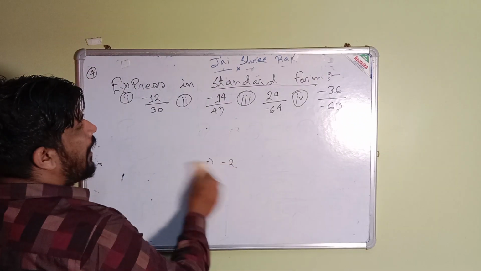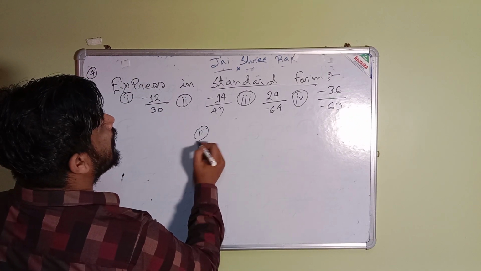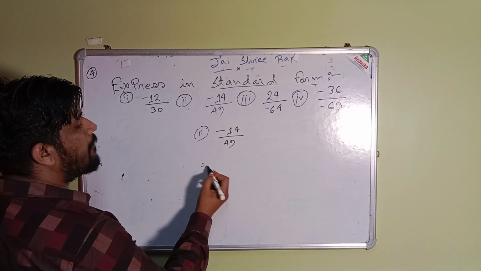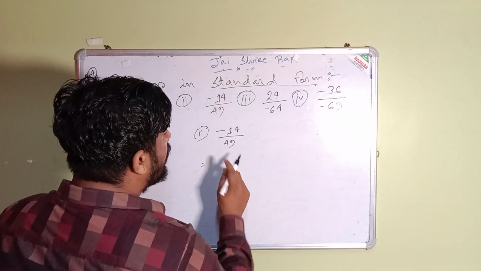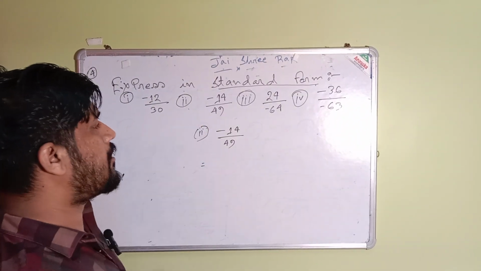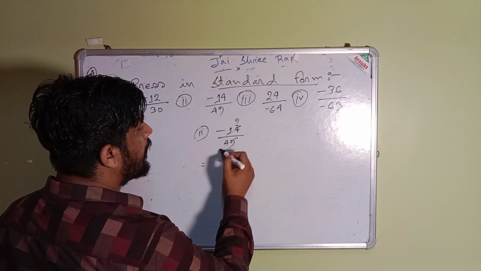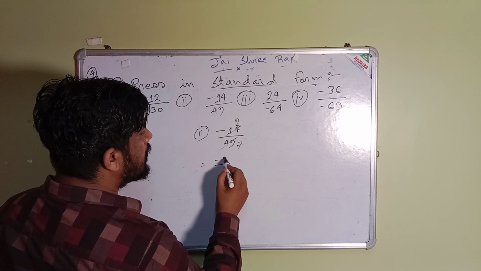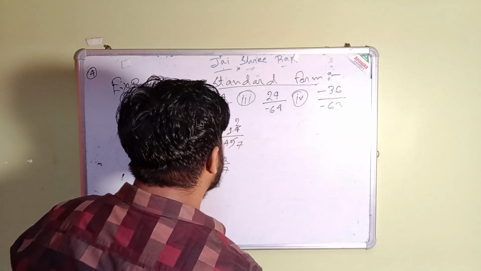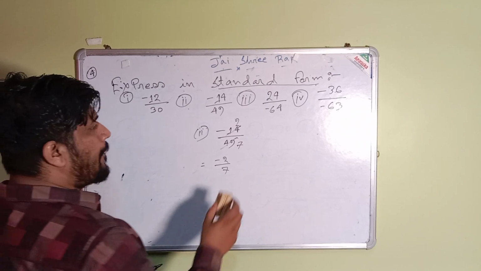Hope you have completed it. And number 2 question is minus 14 by 49. Here also the denominator is a positive number, so we have to find a number by which both are divided, and we know that 14 and 49 are both divisible by 7. 7 twos are 14 and 7 sevens are 49. So the answer is minus 2 by 7. We know that 7 is a prime number, so there is no common divisor between 2 and 7 except 1. Hope your doubt is cleared.